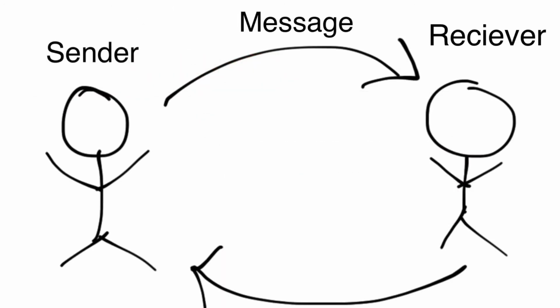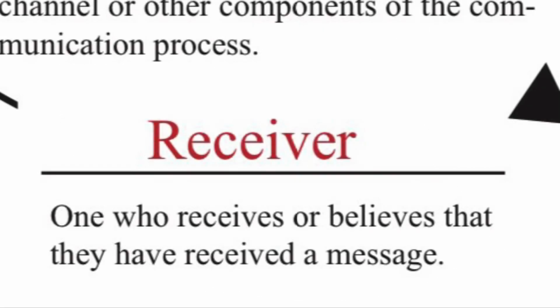The third part of the most basic version of the communication model is going to be the receiver. So the sender sends a message to the receiver. The definition of receiver is one who receives or believes that they have received a message.